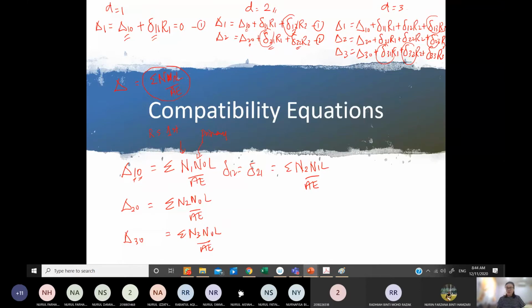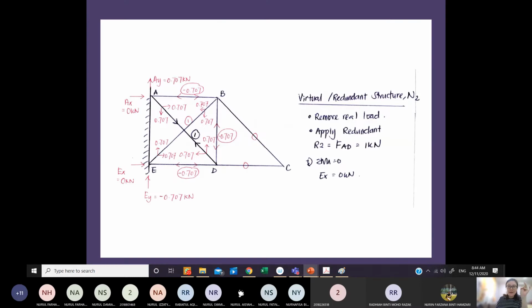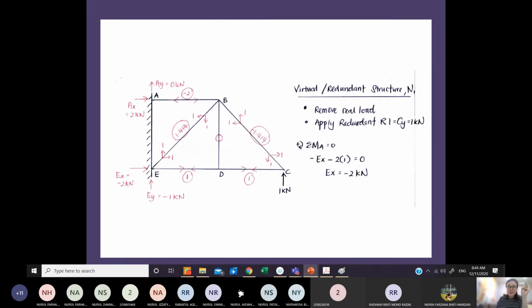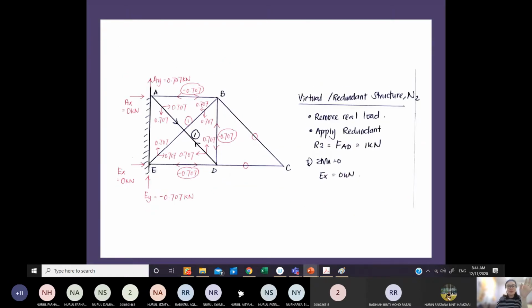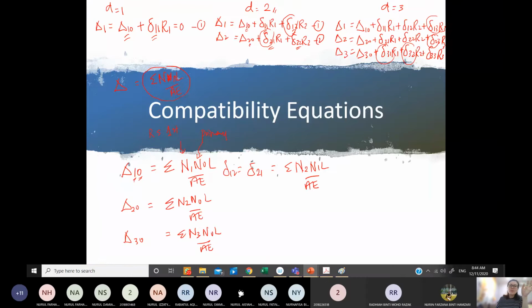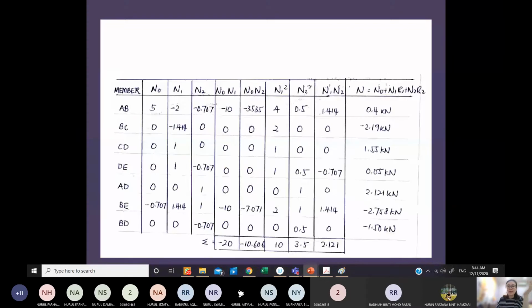Okay. So now, once you are familiar with how to write these compatibility equations, we are going to put in these inputs, because we already have all of them. We already have the n1, n naught, n2 from your calculation here. We just need to put these inputs into our equations. How to do that? It will be easier for you to put them in a table.